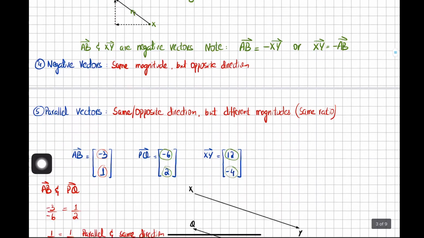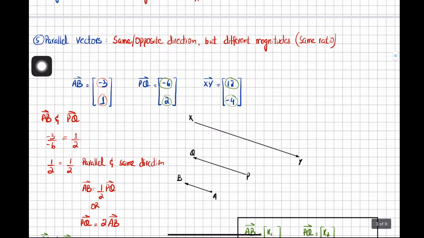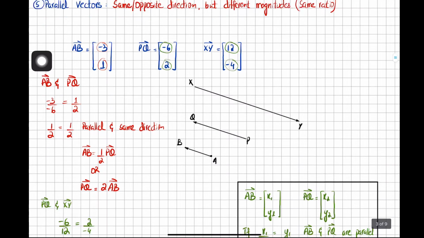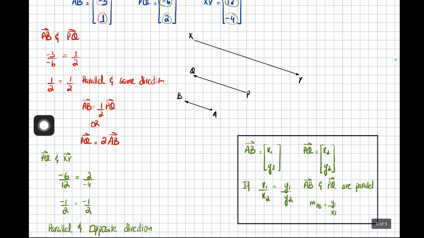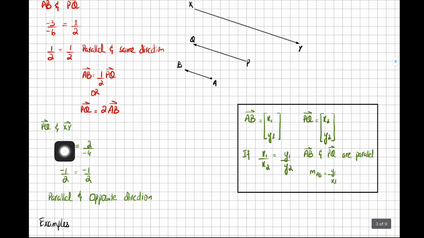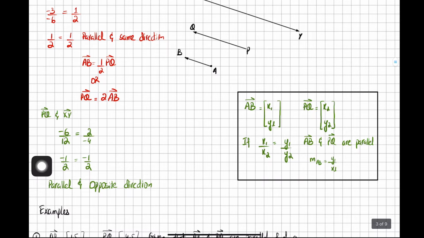And then you have parallel vectors, which we can further break down into parallel and same direction, parallel and opposite direction. What makes two vectors parallel is when they have different magnitudes but the ratio of the components is the same. For example, AB and PQ are parallel because minus 3 upon minus 6 is the same as 1 upon 2, so they're parallel and in the same direction. And PQ and XY are parallel but in the opposite direction, because when you simplify the two ratios, you get a minus sign.